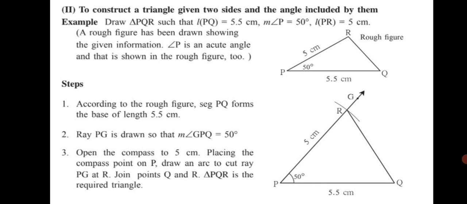Draw a triangle PQR such that length PQ is equal to 5.5 centimeter, measure of angle P is equal to 50 degree and length PR is equal to 5 centimeter. So a rough figure has been drawn showing the given information. Angle P is an acute angle and that is shown in the rough figure. So we show angle P as 50 degree and the side PR as 5 centimeter as given in the question and PQ as 5.5 centimeter. Once you complete your rough figure, let us start towards construction of the given triangle.